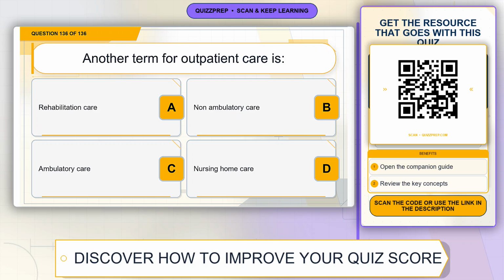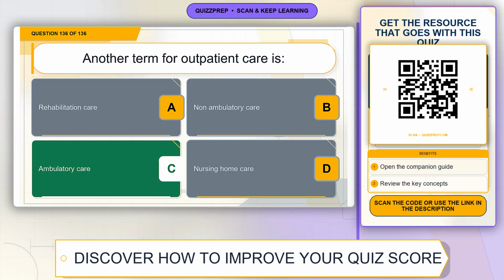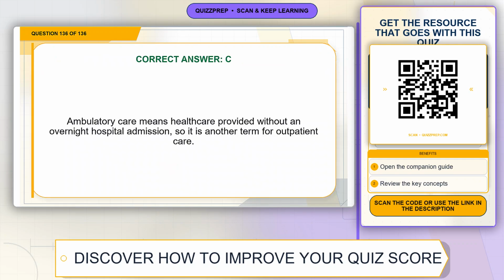Question 136. Another term for outpatient care is Option A, rehabilitation care. Option B, non-ambulatory care. Option C, ambulatory care. Option D, nursing home care. The correct answer is Option C, ambulatory care. Explanation. Ambulatory care means healthcare provided without an overnight hospital admission, so it is another term for outpatient care.